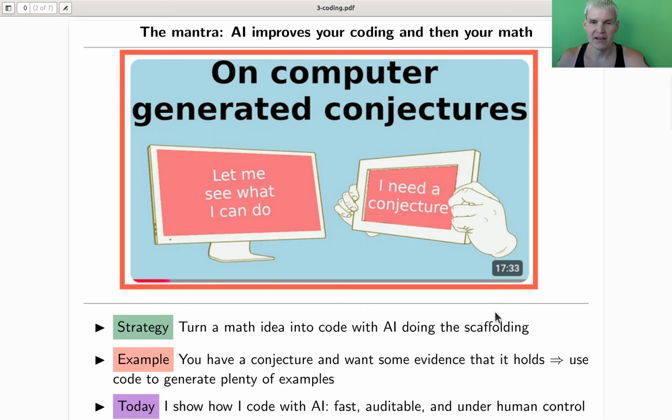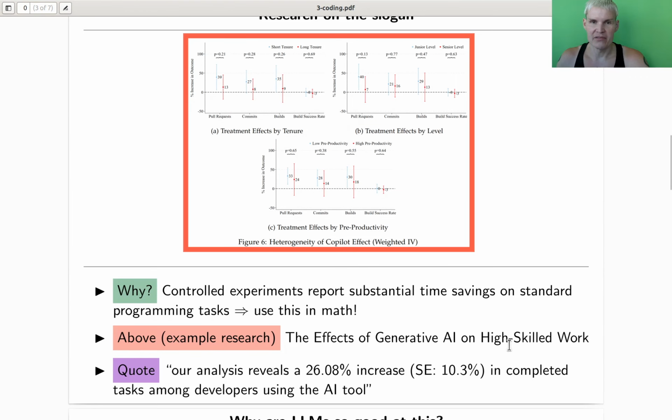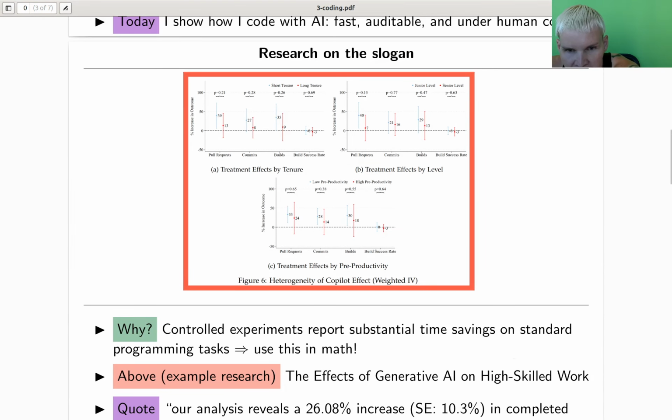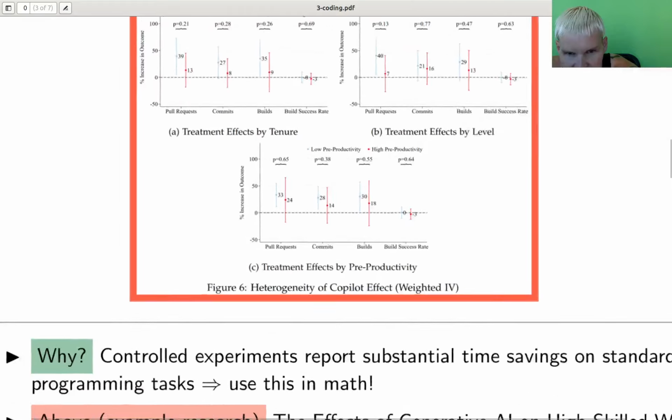Let me zoom in a little bit. There's actually research on this, so let's have a look here.